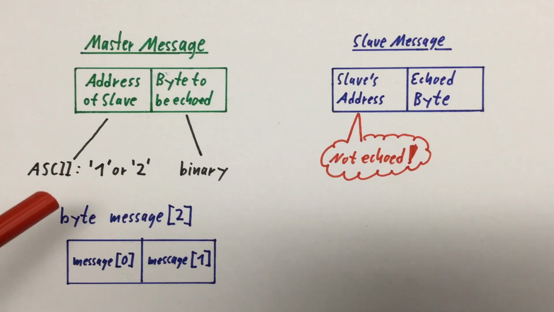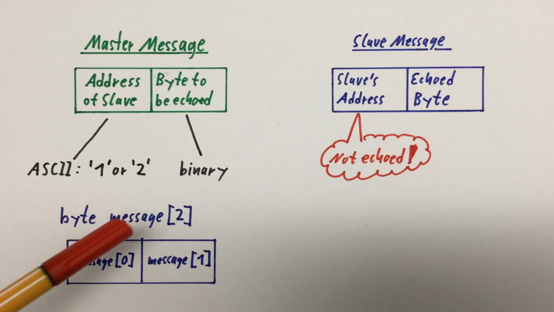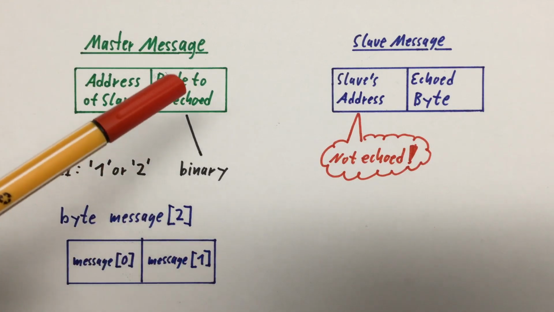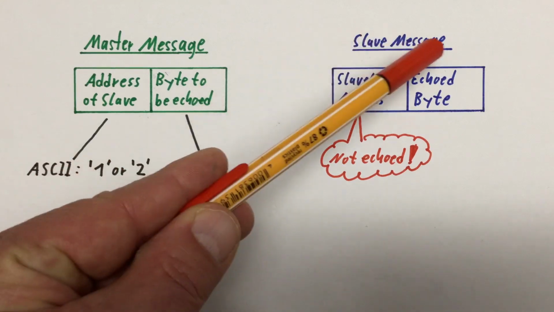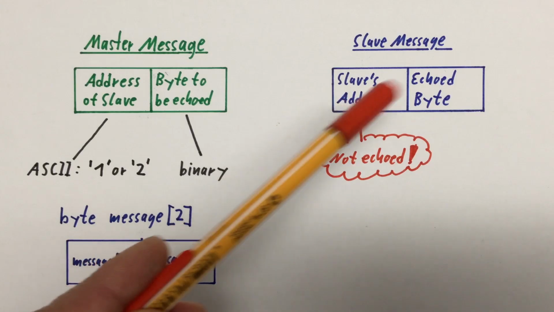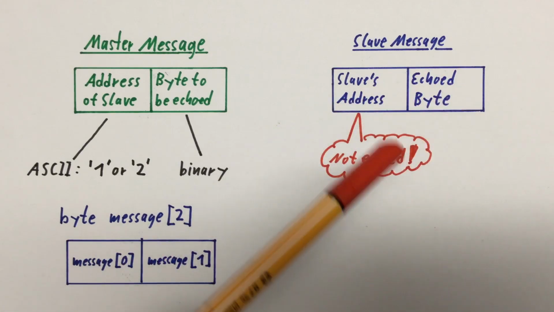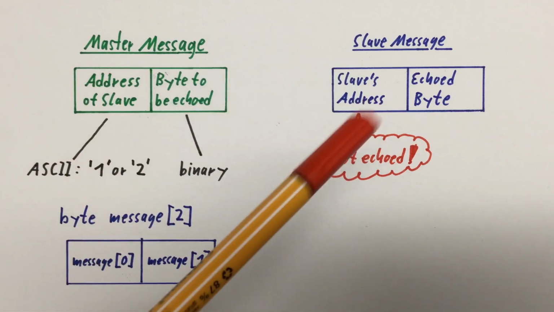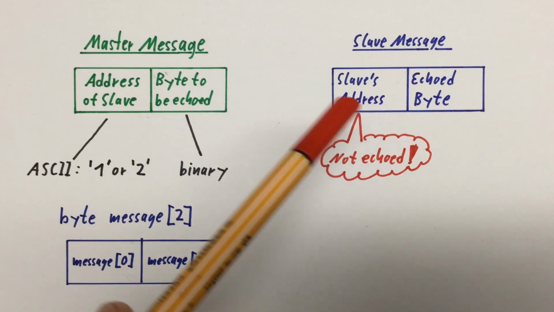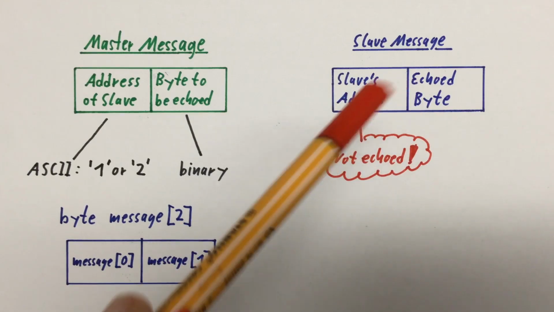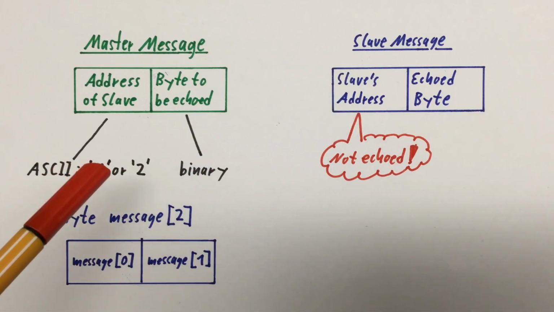We can represent that message in our code as a byte array of the size 2. So message 0 would contain the address and message 1 the byte to be echoed. The message from the slave has exactly the same format, so first the slave's address and then the echoed byte. Please note that we will not simply echo back that message here, but we will explicitly write the slave's address into the first byte to prove that that message comes really from the slave we have addressed.